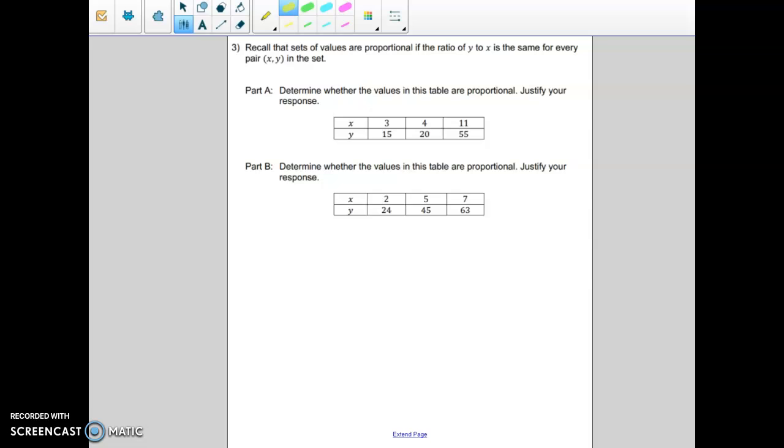Our last question of this preview assignment reads, recall a set of values are proportional if the ratio of y to x is the same for every pair. So what that means is the ratio of y to x, we can think of that as the fraction of y over x. You'll notice in the tables, those are actually flipped and they have the x value on the top and the y on the bottom.